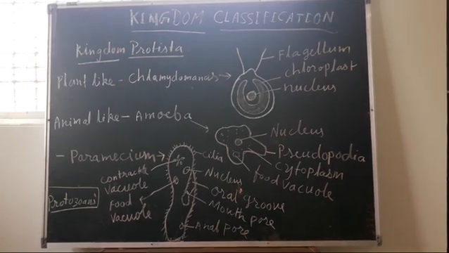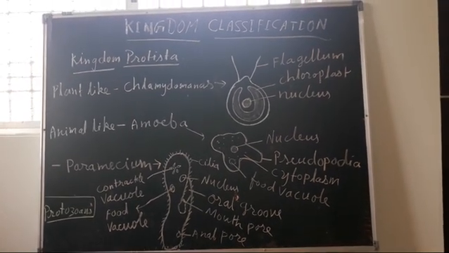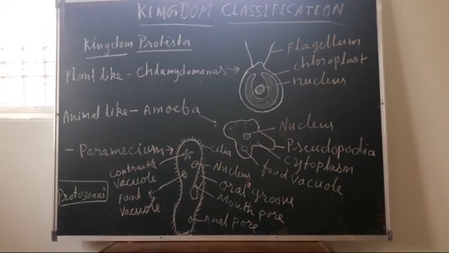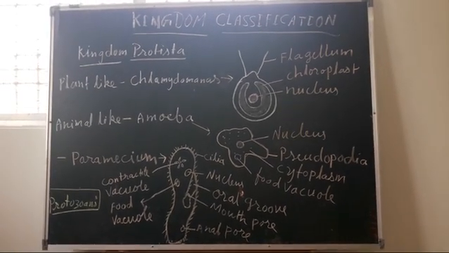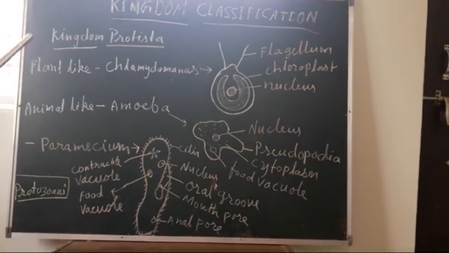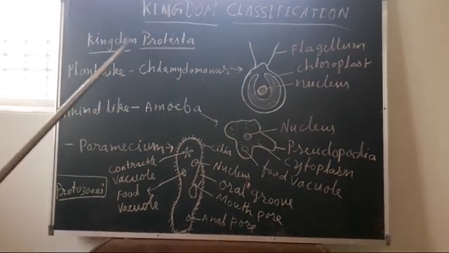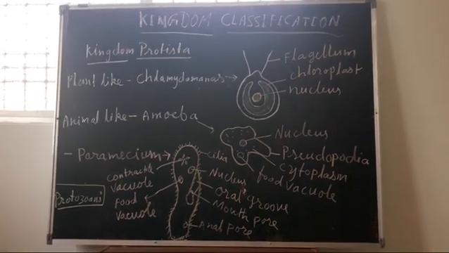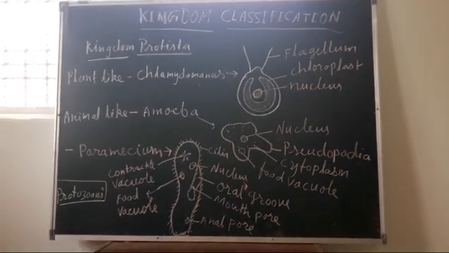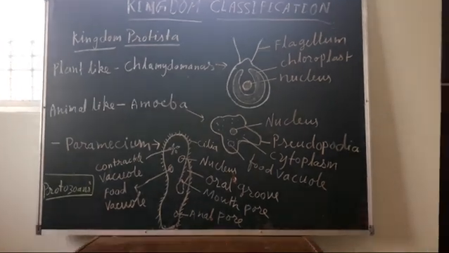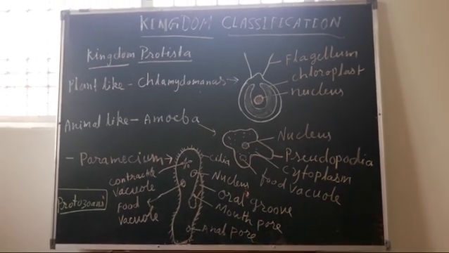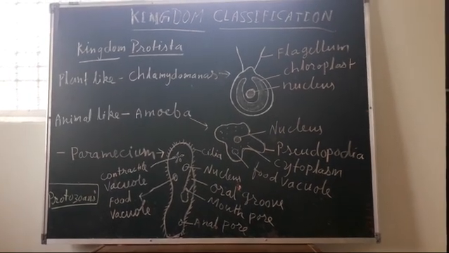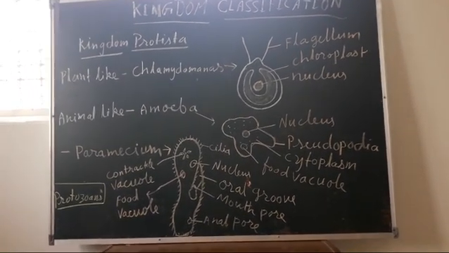Already we have completed the kingdom Monera, useful and harmful bacteria, and today we will see about the kingdom Protista. Kingdom Protista. The kingdom Protista includes eukaryotic organisms that cannot be classified as plants, animals, or fungi.